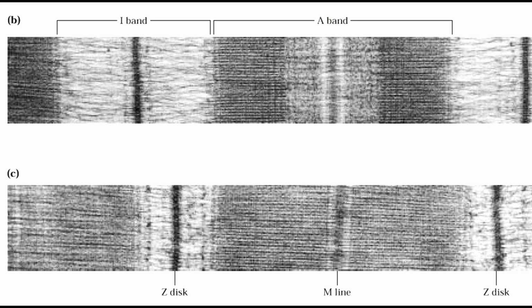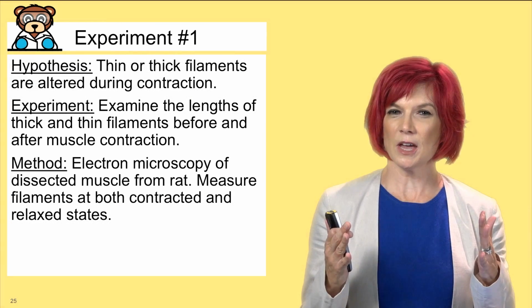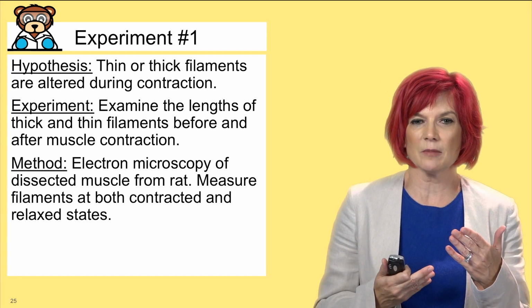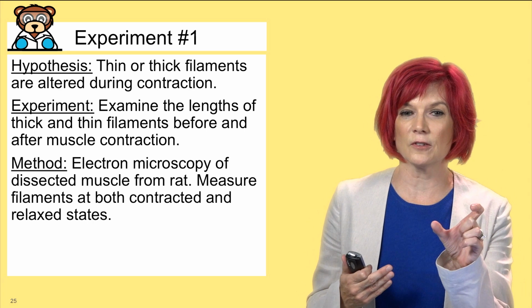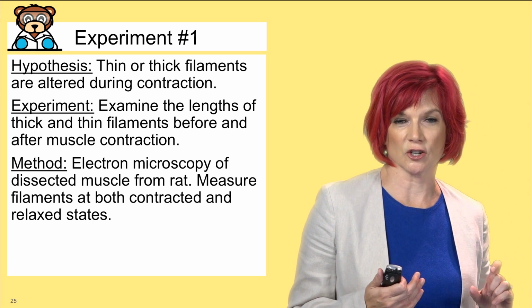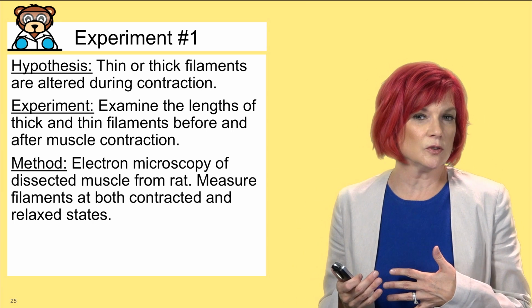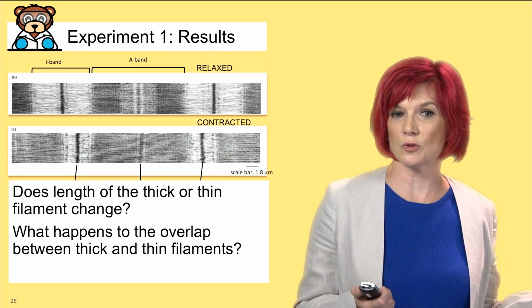So scientists at the time observed these thick and thin filaments, and they knew that skeletal muscle shortened as it contracted, and so that led to the hypothesis that the thick or thin filaments themselves were altered in length during contraction, which led to the shortening of skeletal muscle. They wanted to test that hypothesis, and to do that, they conducted experiments where they examined the length of the thick and the thin filaments before and after contraction, so in a relaxed state and in a contracted state. And the tool that they used to do that was electron microscopy, which we've seen so far.